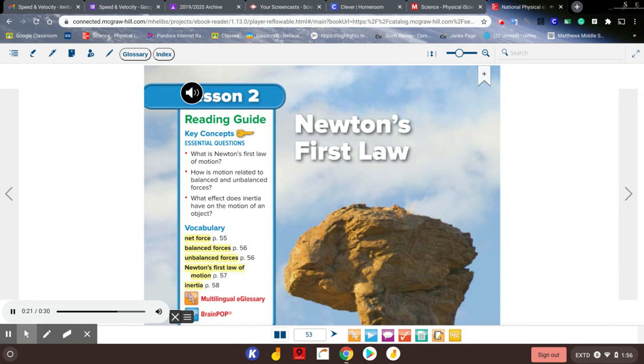Vocabulary. Net force. Balanced forces. Unbalanced forces. Newton's first law of motion. Inertia.